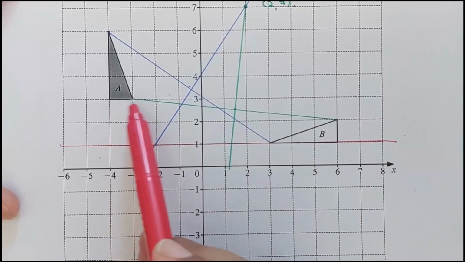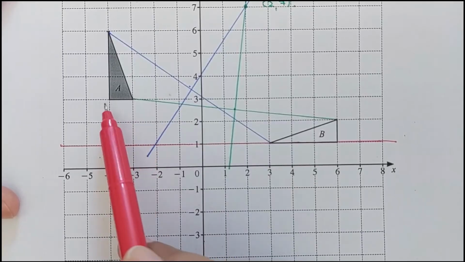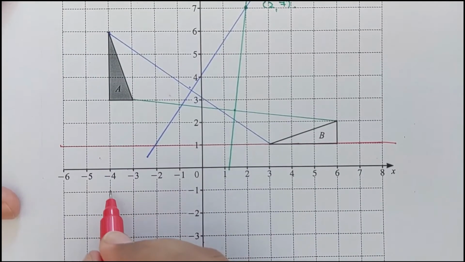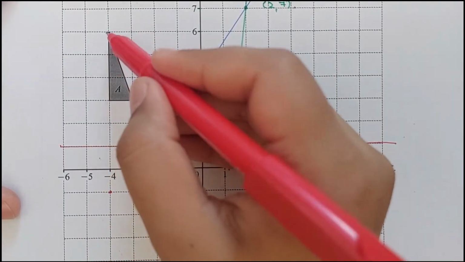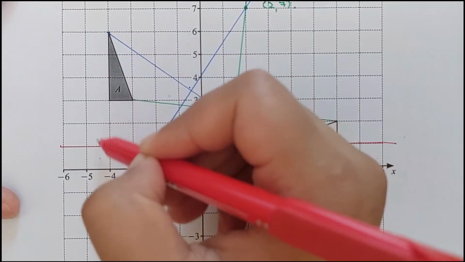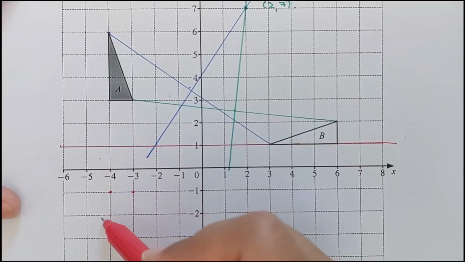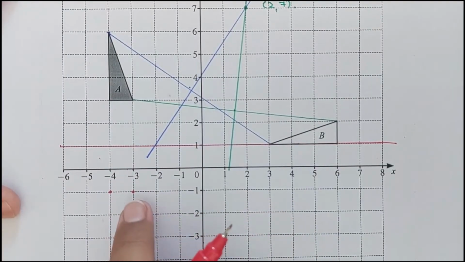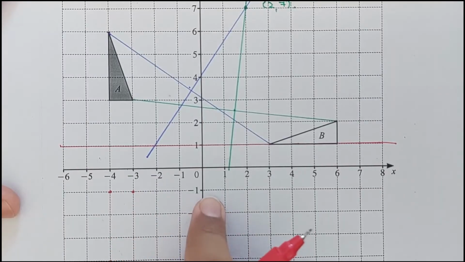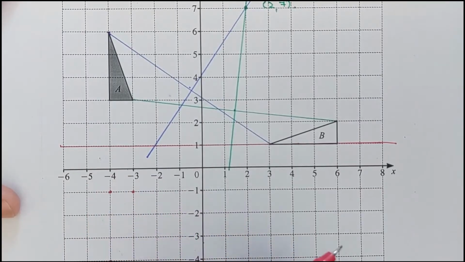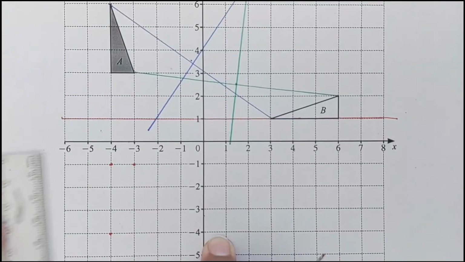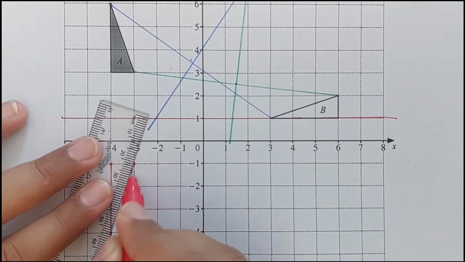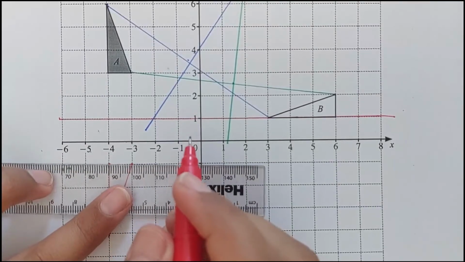As you can see, these two sides have a distance of 2 units from the line, so the new image would be these 2 units, and it has a distance of 1, 2, 3, 4, 5 units. So the new coordinates are (-3, -1), (-4, -1) and (-4, -4). This is the new image of A after reflection in the line y equals 1.